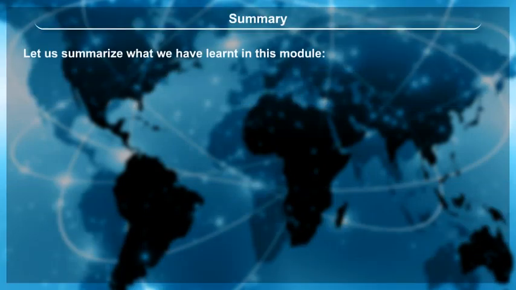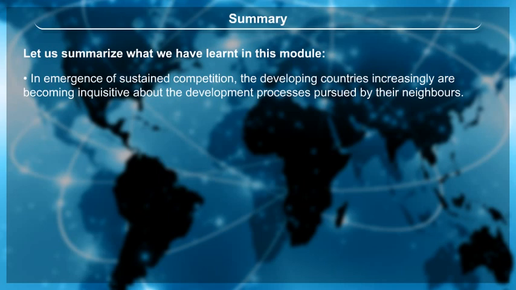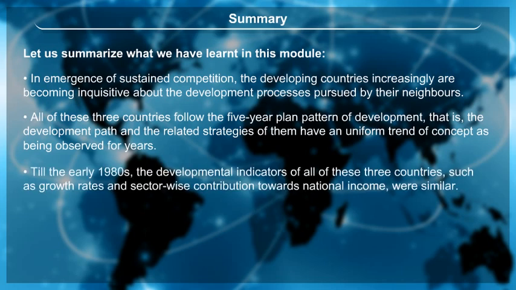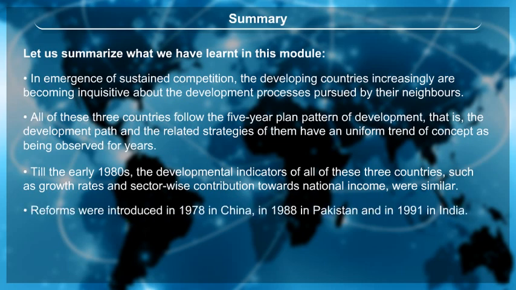Summary. Let us summarize what we have learnt. With the emergence of sustained competition, the developing countries increasingly are becoming inquisitive about the development process pursued by their neighbors. All of these three countries follow the 5-year plan pattern of development. The development path and the related strategies of them have had a uniform trend of concept as has been observed for years. Till the early 1980s, the developmental indicators of all these three countries, such as growth rate and sector-wise contribution towards national income, were similar. Reforms were introduced in 1978 in China, in 1988 in Pakistan, and 1991 in India.